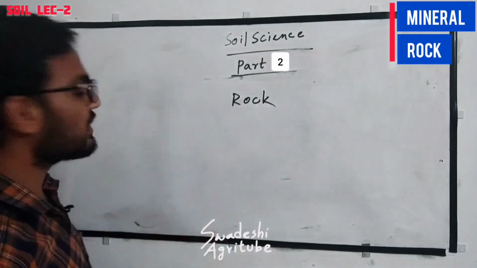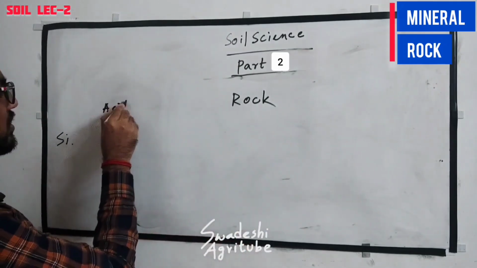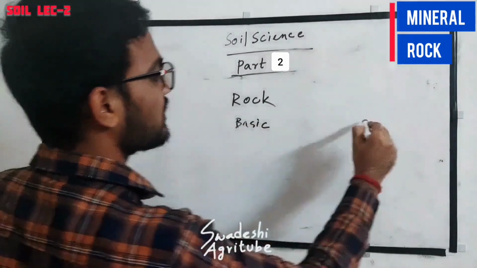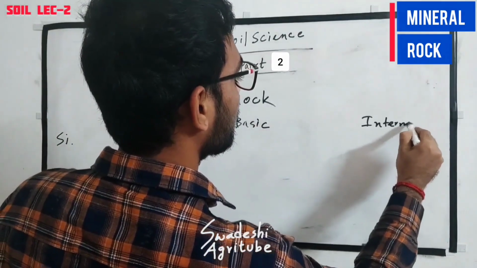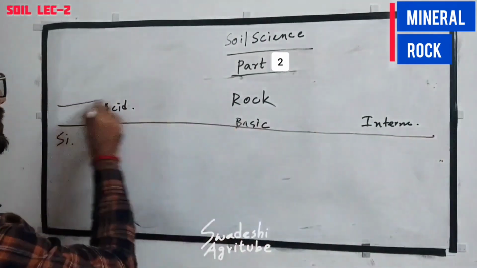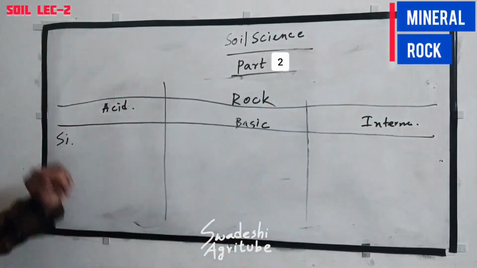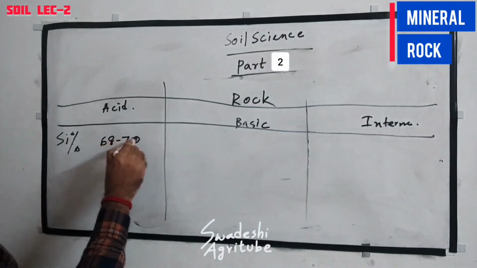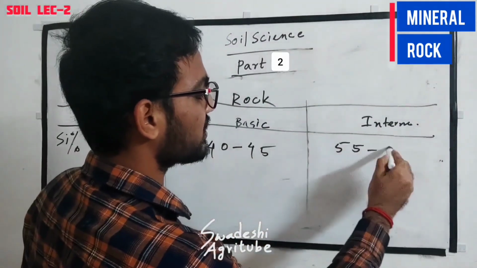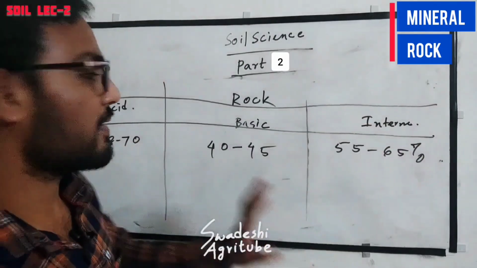Now the second important classification of rock is on the basis of silica percentage. On the left I will write the silica percentage, and on the basis of this, the rock will be classified into 3 classes. The first is acid rock, the second is basic rock, and the third is intermediate rock. The acid rock has a silica percentage of 68 to 70%, the basic rock has 40 to 45%, and the intermediate has 55 to 65%. Now the most important point is that we have to remember the examples.